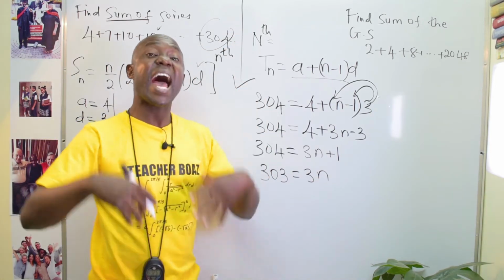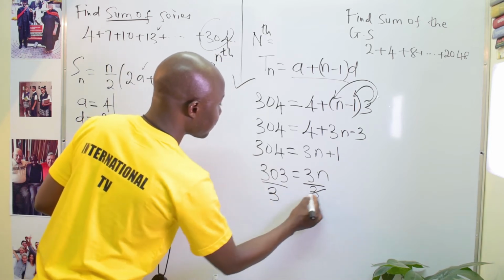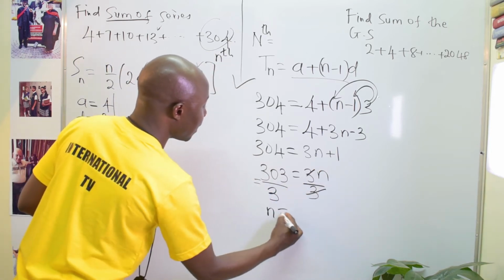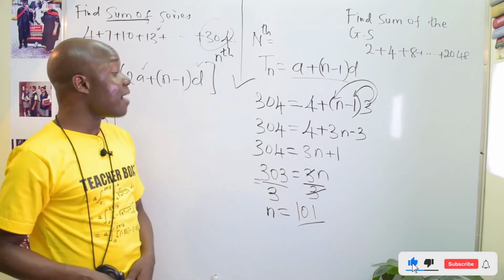That letter is called a variate or a variable. So we divide both sides by 3. So this implies our n becoming 101. Now we have our n, okay?